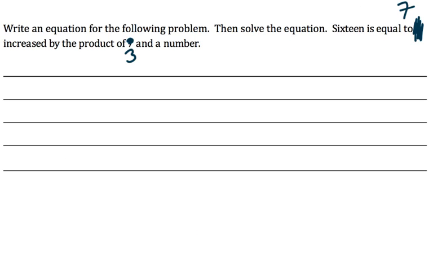Write an equation for the following problem, then solve the equation. Okay, so we got to turn this into an equation. 16 is, well, there's my is. There's my 16. And it is equal to 7. I had to replace this because of some printing issues. 7 increased by, well, then I'm taking 7 and 7 is getting larger. So it's being increased by the product of 3 and a number. I'll do y this time.